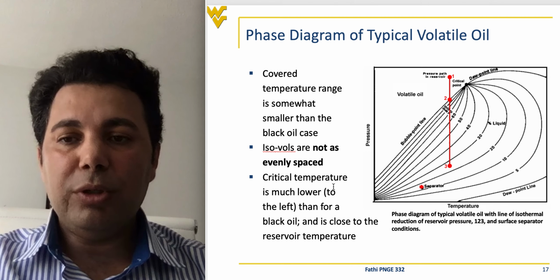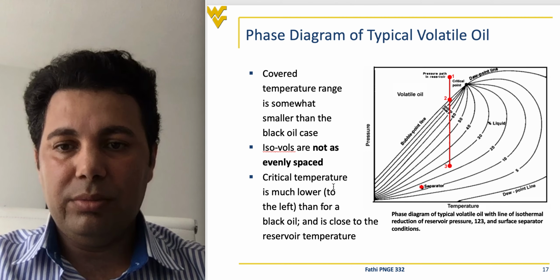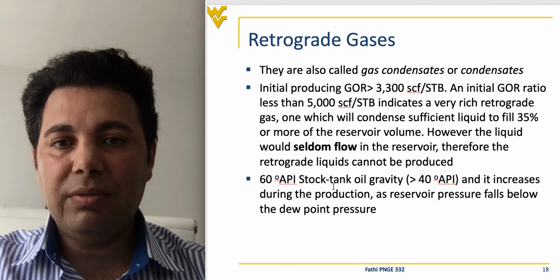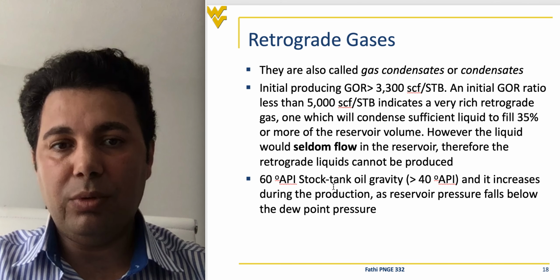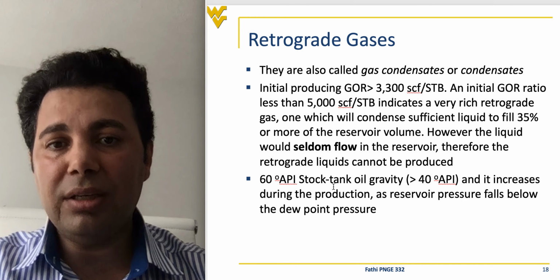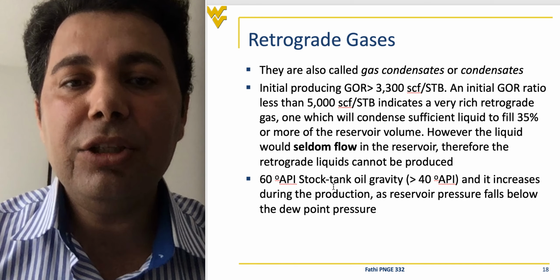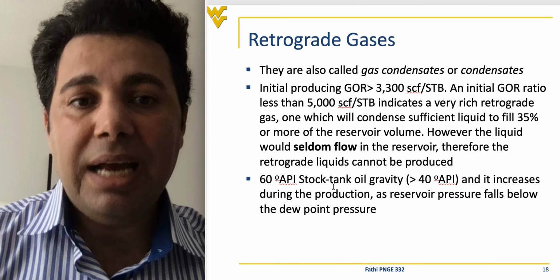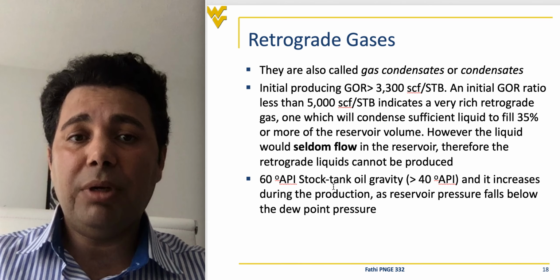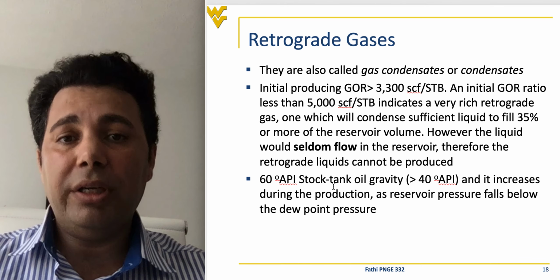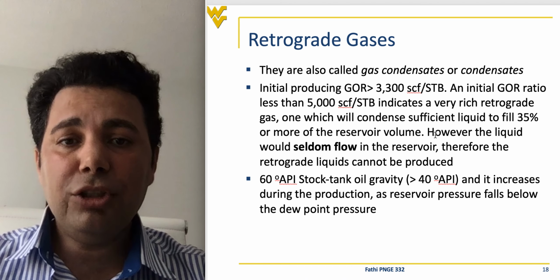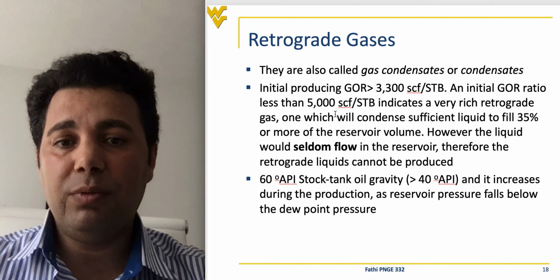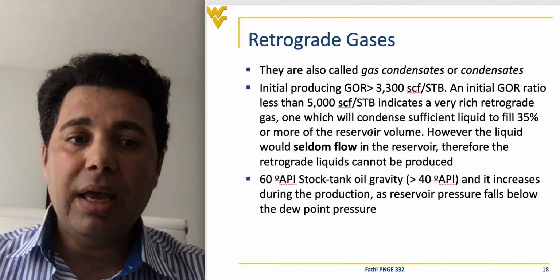So these were the two oil types of reservoir we had, the black oil and the volatile oil. The next type of reservoir is the retrograde gas reservoir, what we call gas condensate or condensate reservoir. In this case, the initial gas-oil ratio is more than 3,300, because in a gas reservoir, the amount of gas we produce over the amount of oil we produce is much higher. The initial gas-oil ratio is generally less than 5,000 for this case.